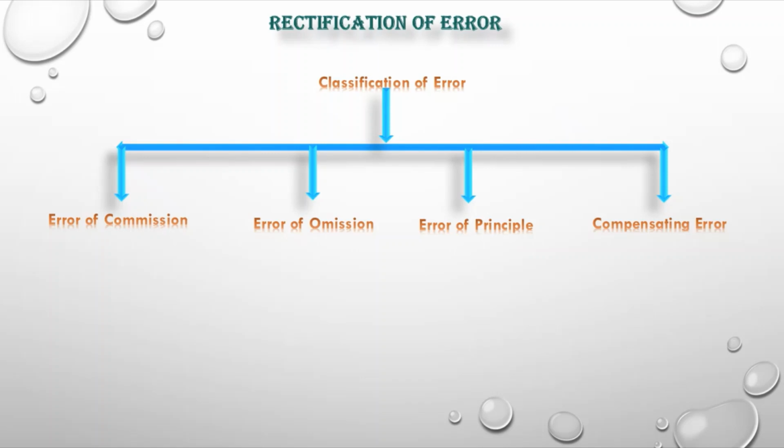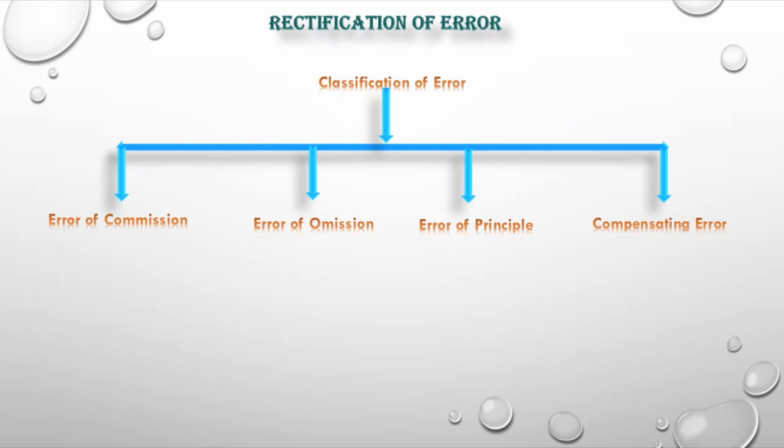Now, error of principle. Error of principle says that a transaction is recorded in contravention of accounting principle, like treating the purchase of an asset as an expense. If the purchase of an asset is treated as an expense, that is really an error of principle. When a revenue expenditure is recorded as capital expenditure, this is an error of principle. And when an expense is debited to a personal account instead of an expense account, that is also a kind of principle error.